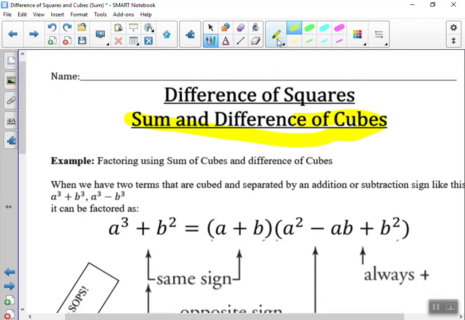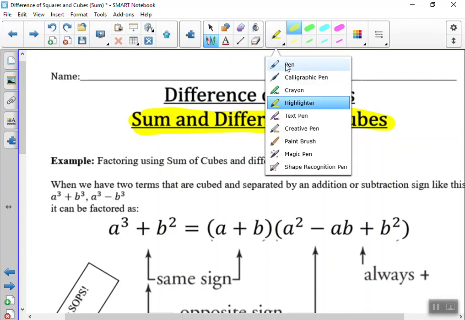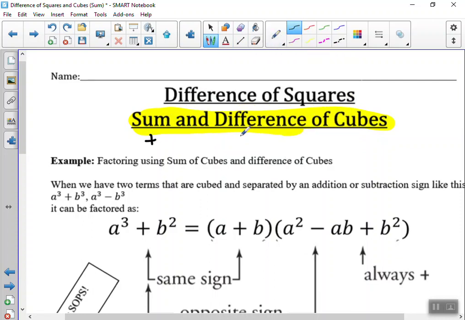Okay, that was ugly. Sum and difference of cubes. Okay? You know that sum means addition sign, difference means subtraction sign, and then the cube is just like how square is something that's being squared. Cubed is something that's being cubed. In other words, something that's taken to the third power.